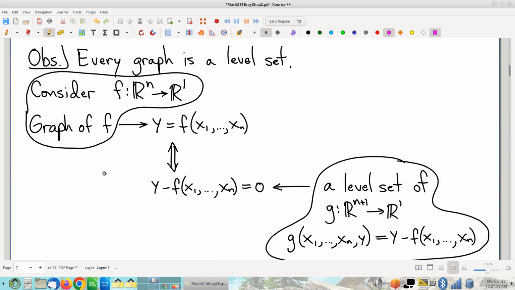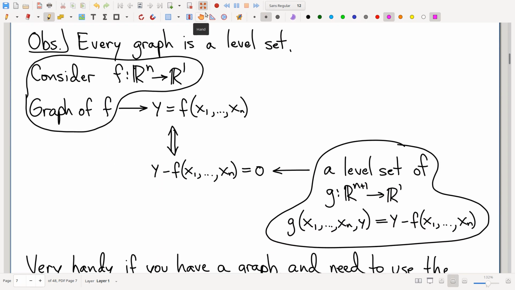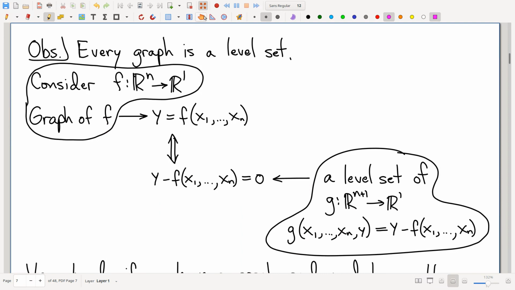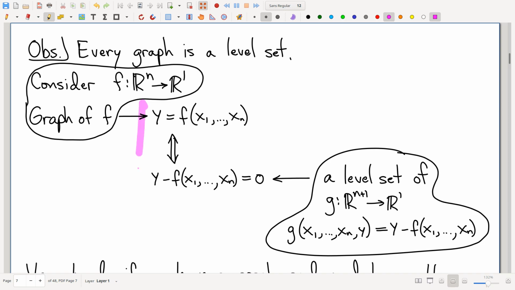So here is a slick move, I'll call it. This is a wonderful little tool for your toolbox, and that is to make the observation that not only is every graph a level set, but we have a simple prescription for how to turn a graph into a level set. And this works every time. It's pretty fantastic. So it goes like this. Frankly, the algebra here is practically nothing, right?